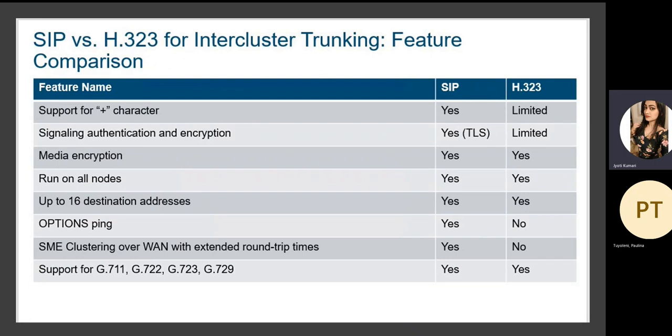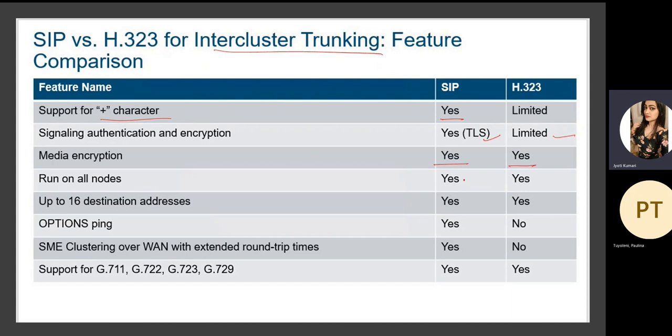Now, SIP versus H323 for intercluster trunking. When there is intercluster trunking, what are the different features of SIP and H323? Support for additional characters is there in SIP, while in H323 it is limited. Signaling authentication and encryption is supported in SIP using TLS, and there is limited support for authentication and encryption in H323. Media encryption is there in SIP as well as H323.